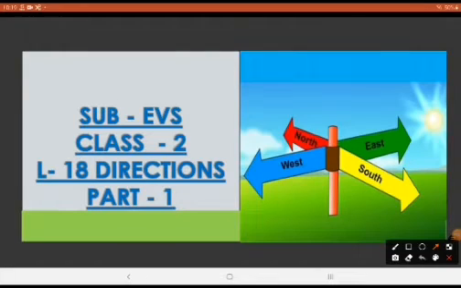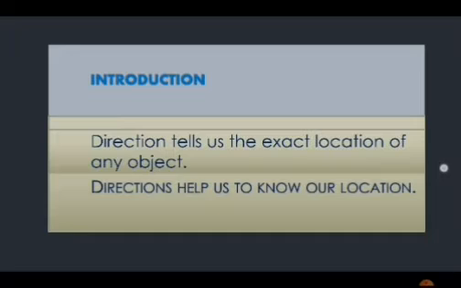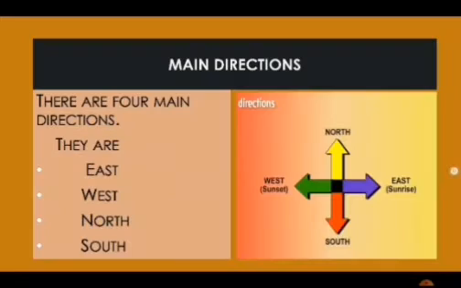Hello everyone. In this lesson, you will learn about directions: east, west, north and south. Introduction. Directions tell us the exact location of any object. Directions help us to know our location. Main directions. There are 4 main directions. They are east, west, north and south.